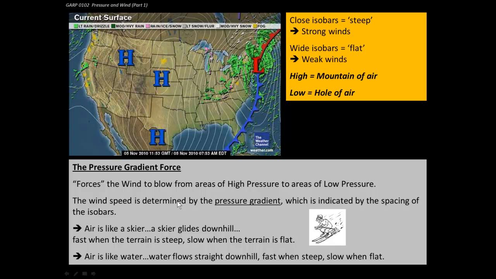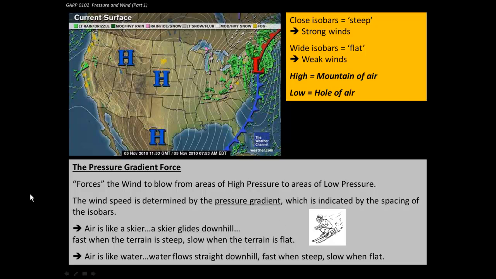So, here's the summary. The pressure gradient force essentially forces the wind to blow down the pressure gradient from high pressure areas to low pressure areas. The wind speed is determined by the pressure gradient, and you can see that on the weather map by the spacing of the isobars. So you can think about air as a skier. A skier glides down the hill. A skier will ski fast when the hill is steep, and the skier will ski slow when the terrain is flat. Well, same with wind.